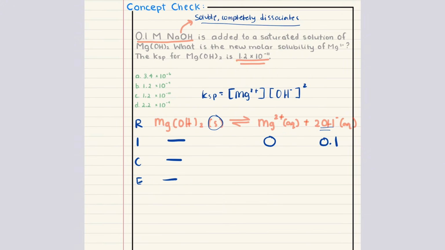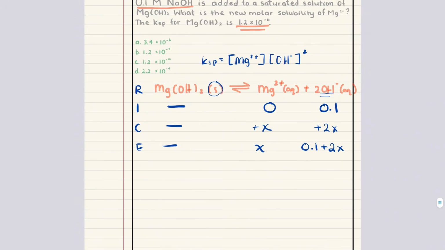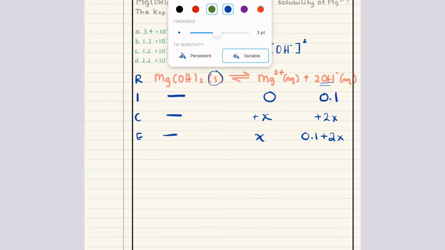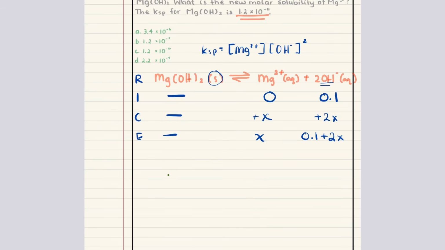Now I set up the Rice table. We're going to let X be the molar solubility of magnesium hydroxide in the presence of the common ion. So at equilibrium, magnesium 2+ will be X, hydroxide will be 0.1 plus 2x because 2 hydroxide ions are produced for every formula unit that dissolves. Now notice that we always write these changes as plus x and plus 2x because the equilibrium is expressed in the forward direction, in the dissolution direction.